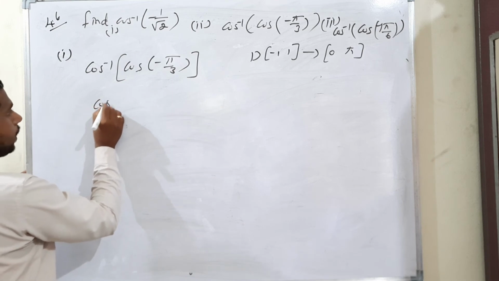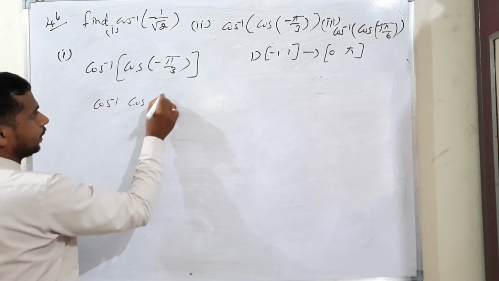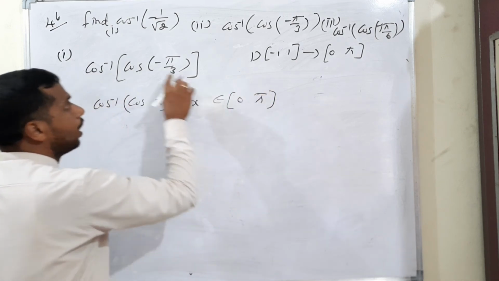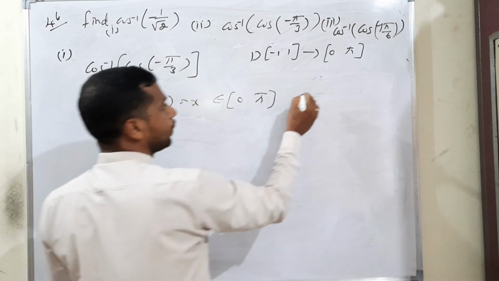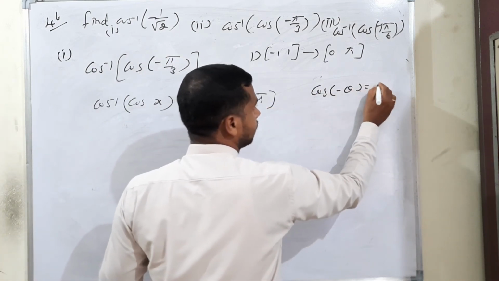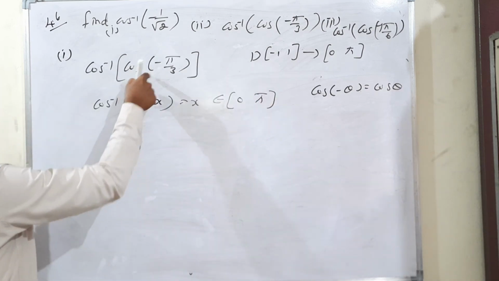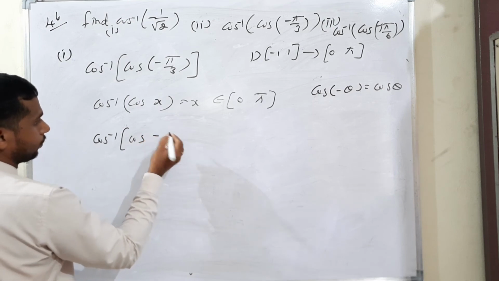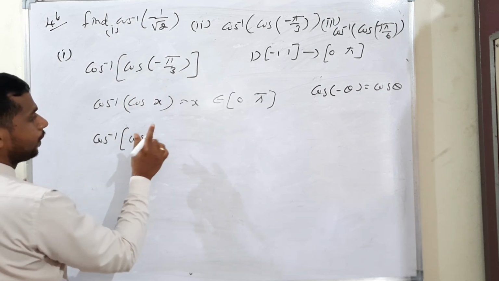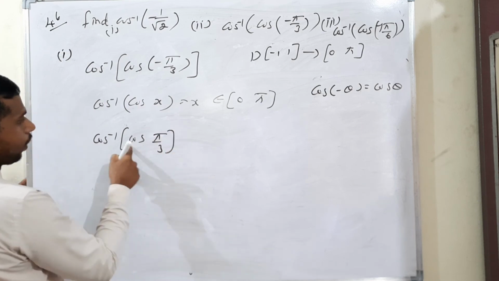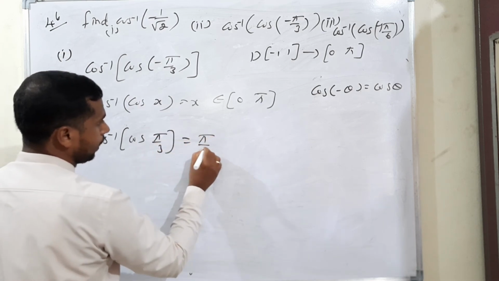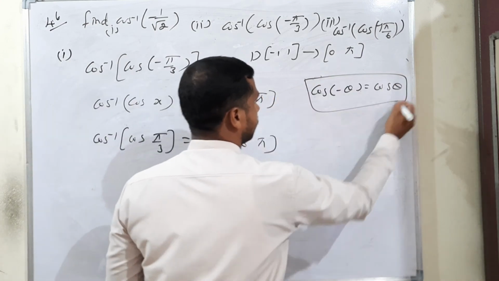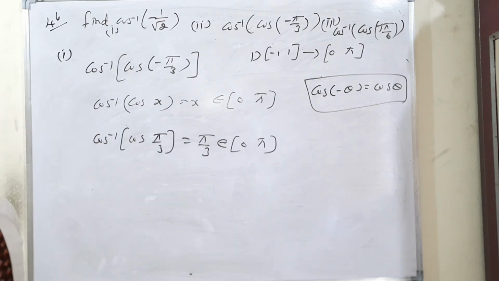Cos inverse of cos x is equal to x when x belongs to 0 to pi, which means a positive value, but here there is a negative value. Already we know cos of minus theta is equal to positive cos theta. Therefore, rearranging, cos of negative pi by 3 can be written as cos of positive pi by 3. So cos inverse of cos x gives pi by 3, which belongs to 0 to pi. Subdivision 2 is also over.